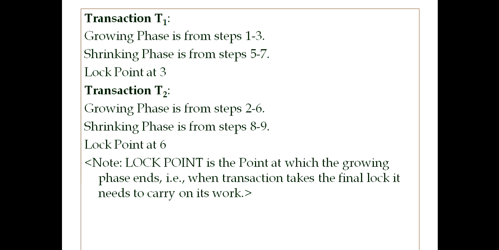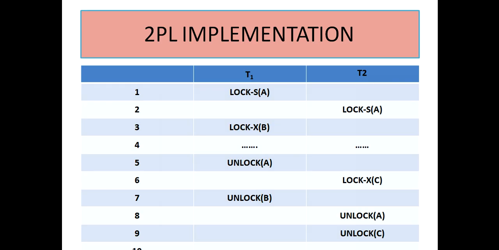Clear? Then for transaction T2, try to determine the growing phase yourself. I'm telling it to you: it starts from 2 and completes at 6, where it acquires the lock on C. So 2 to 6 is the growing phase and the lock point will be 6. The shrinking phase for transaction T2 is 8 to 9, as it releases locks from moment 8 and completes at 9. Clear.